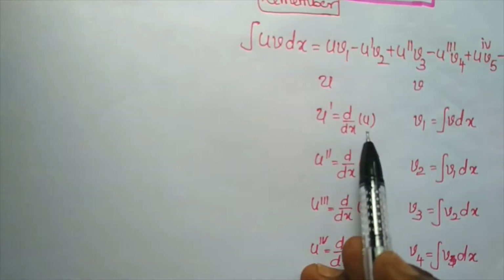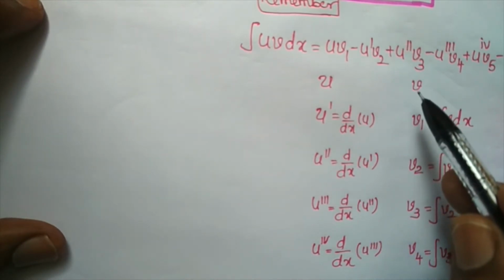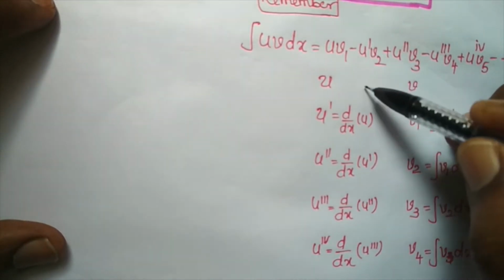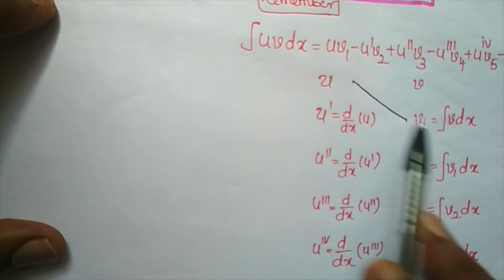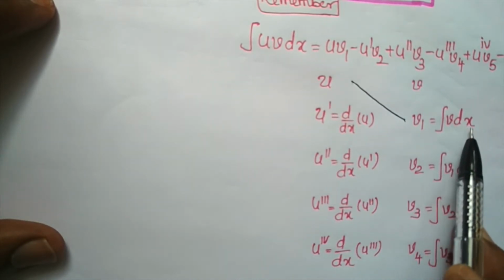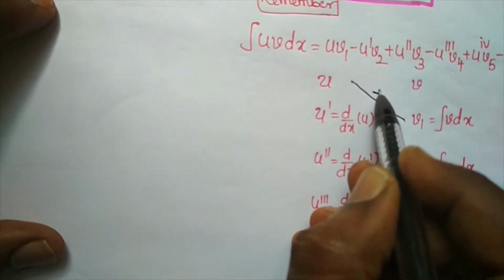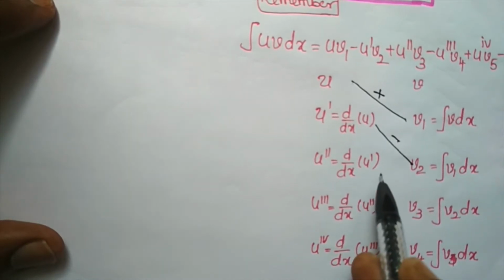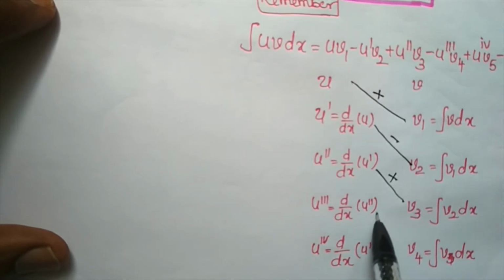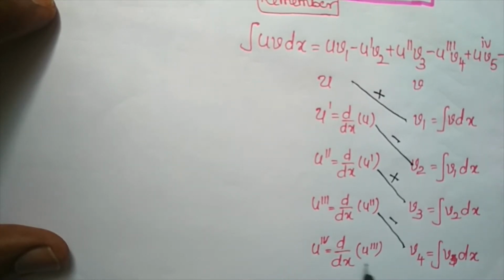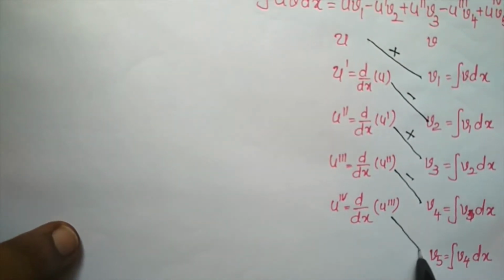So let us take the expansion of this one. How to remember this formula: u and v are functions of x, so I can multiply u v1. Here u is a function of x and v1 is the integral value of v dx, and u dash v2 is the second term of the formula, which is positive. Then the third term is positive with u double dash v3, then u triple dash v4 with minus, and the fourth derivative of u with v5.